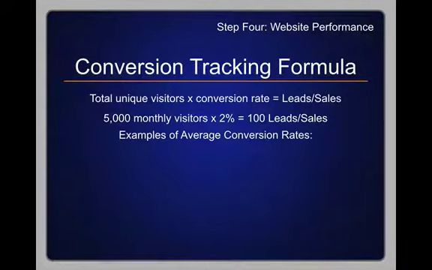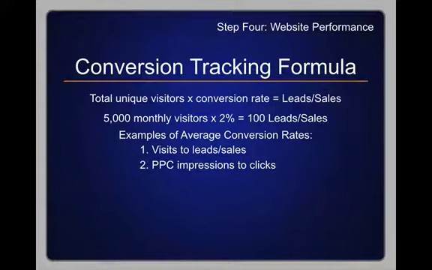Here's an example of an average conversion rate that you might see on a website. For sure, visits to leads or sales, as we discussed above. Now, with pay-per-click programs, a very important conversion rate is how many people saw the ad to how many people clicked through to your website. And then, of course, those clicks would be tracked as they're converting into sales or leads or whatever your conversion strategy is. And then also clicks on the page to actual sales and leads.